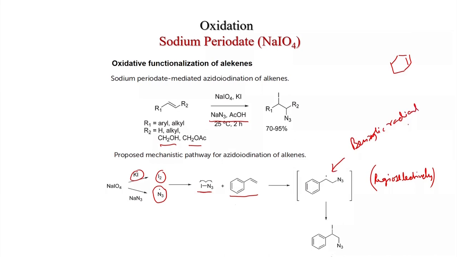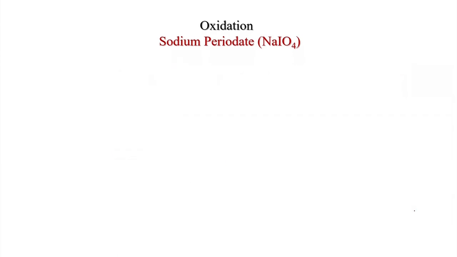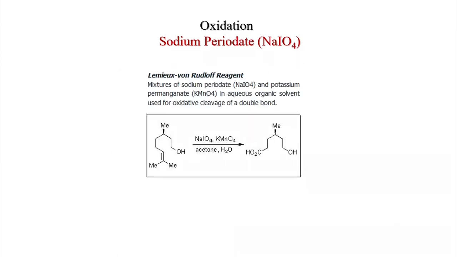So azide attacks the terminal carbon, and now this benzylic radical reacts with I2 to generate the iodoazide. So beta iodoazide is formed. Also this is a modification of sodium periodate oxidation.